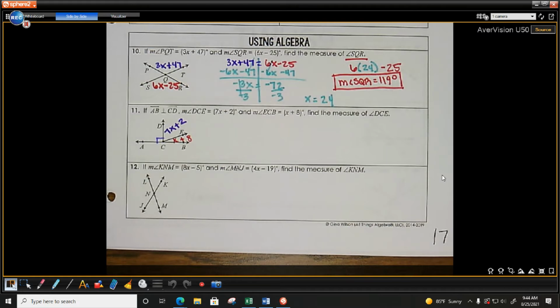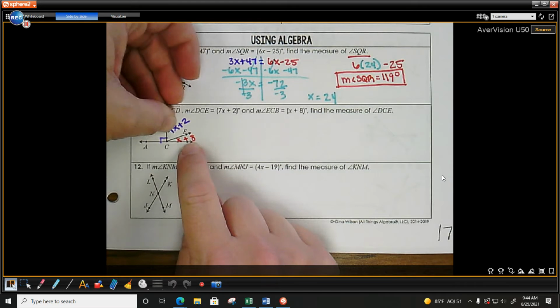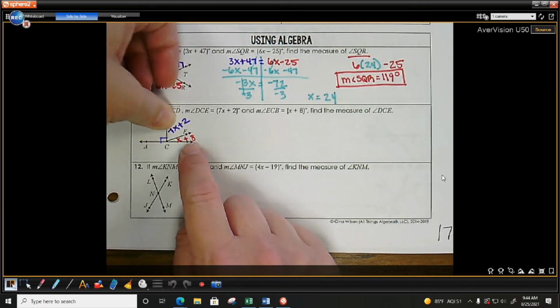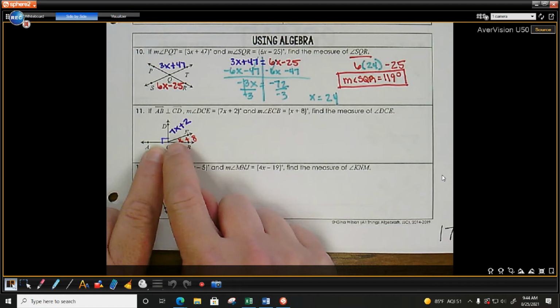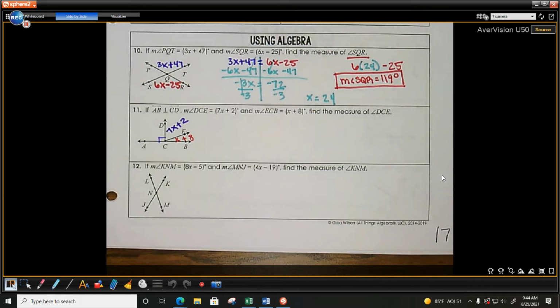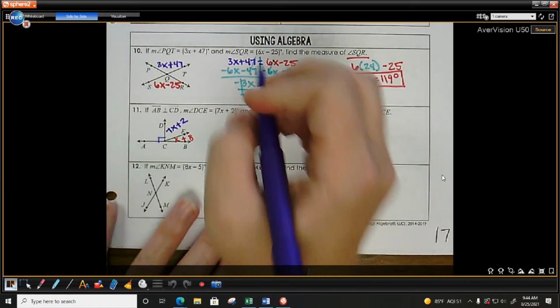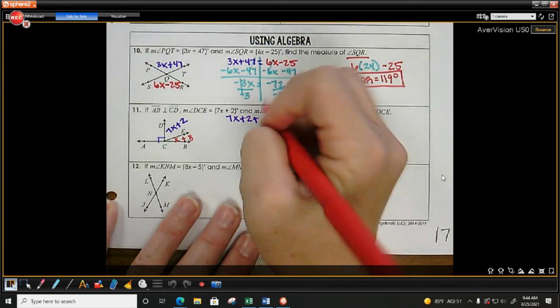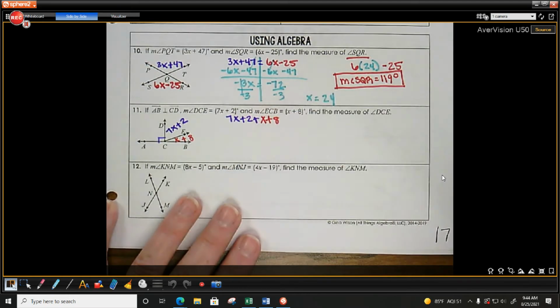So 8x plus 10 is equal to 90. So I'm going to add these two angles together and set it equal to 90 because it is a right angle. If this is a right angle, this has to be a right angle because this makes a line. Okay? So I have 7x plus 2 plus x plus 8 equals 90.